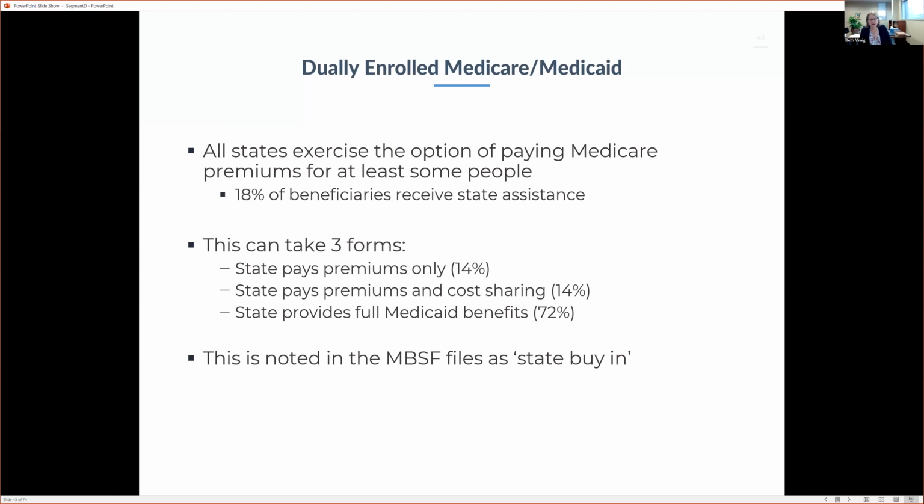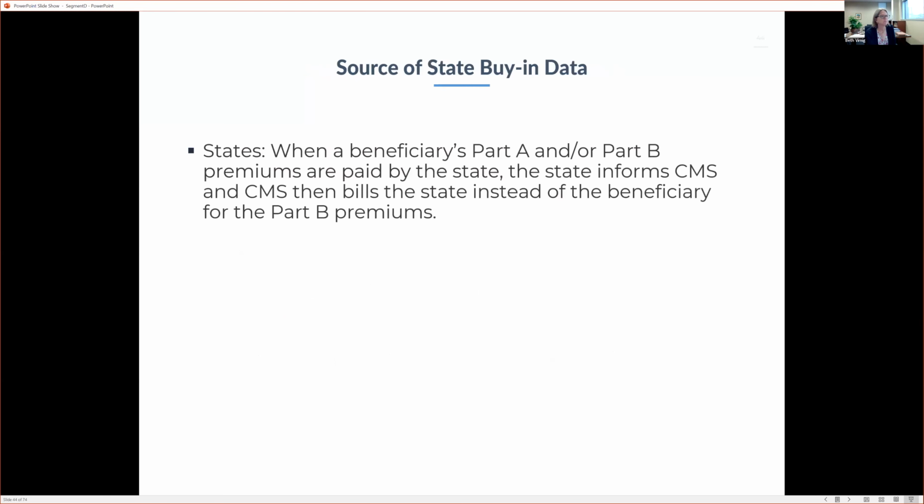These are noted in the file as state buy-in. So the state buy-in variable means that the state helps. No, it's not 18% of duals, because duals are technically Medicare and Medicaid both, Thomas. So you are not a dual unless you get full Medicare full benefits. Again, not everybody is equally precise in what they call it either.